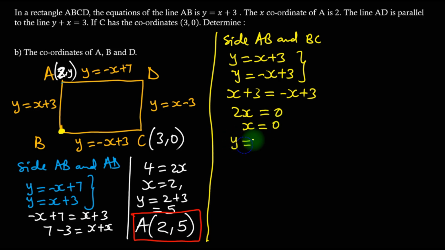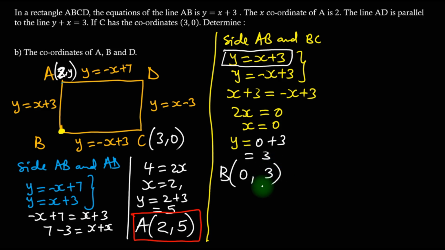Therefore for y, substitute into one of the equations. We can take this equation and substitute into it. y will be equal to x, which is 0, plus 3. Therefore y is equal to 3. So the coordinates of B is x is 0 and y is 3.